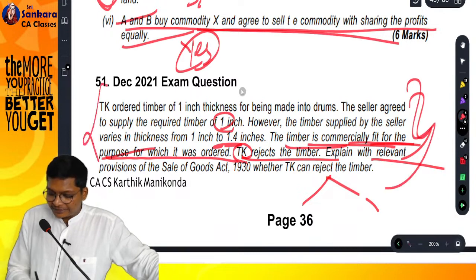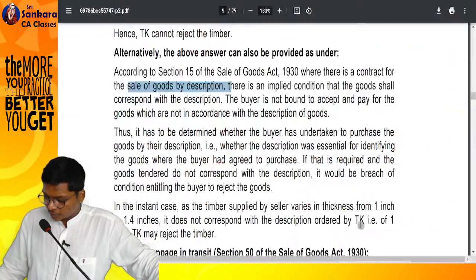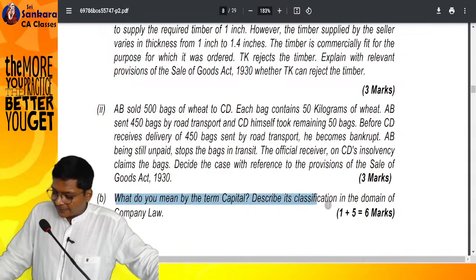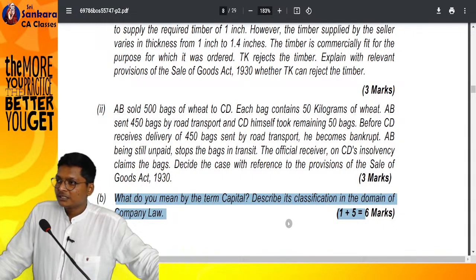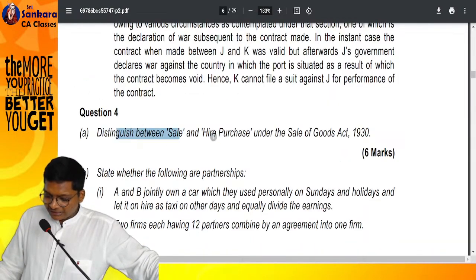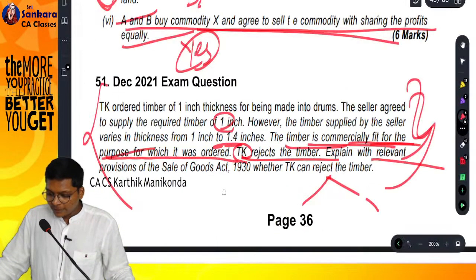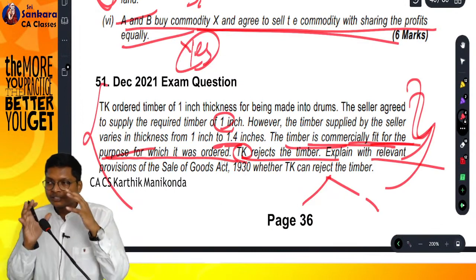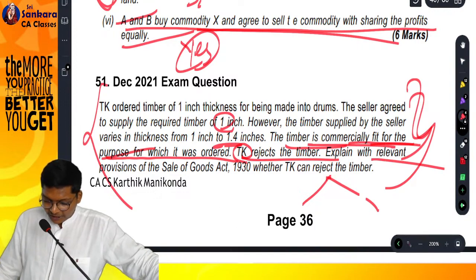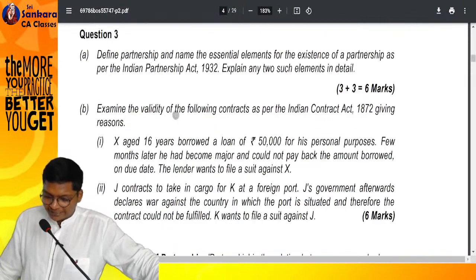Understanding? There's a reason why I pick these questions. If you look at December, if you go to the question paper, look at the other questions. What do you mean by the term capital? Classification of capital. Simple question. Then look at the other questions. If you go up, distinguish sale and hire purchase. Why do you want to discuss this in class? So I only put down those questions which are unique, different from the regular question. So I don't want you to lose confidence. Again, if I go to some other question, go up. Look at the questions, guys.